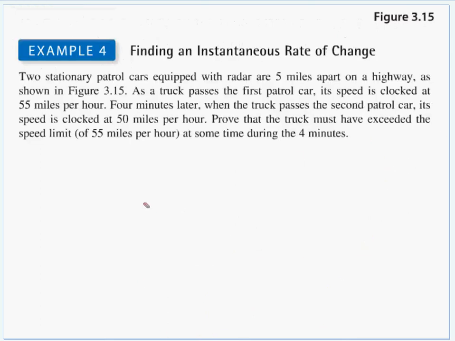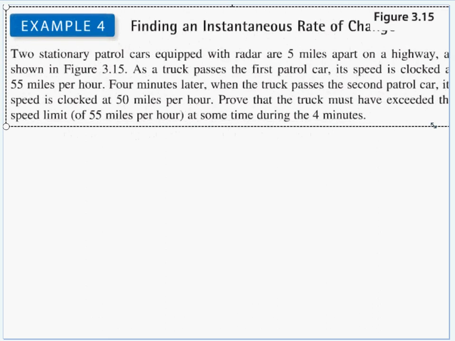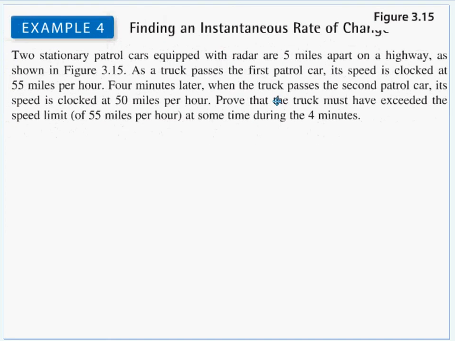But it says here you've got 2 stationary patrol cars. They're equipped with radar guns, and they're 5 miles apart on a highway. Let me bring down the figure. So here are our 2 cops. The first one's sitting here. The second officer is 5 miles away. They both have radar guns.